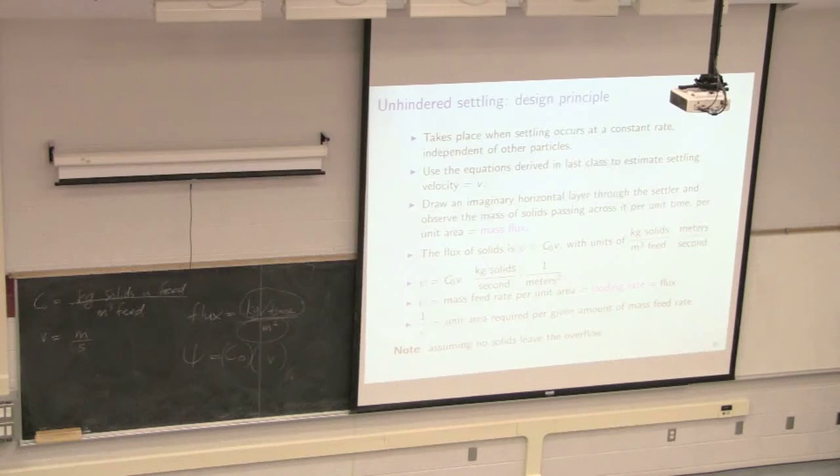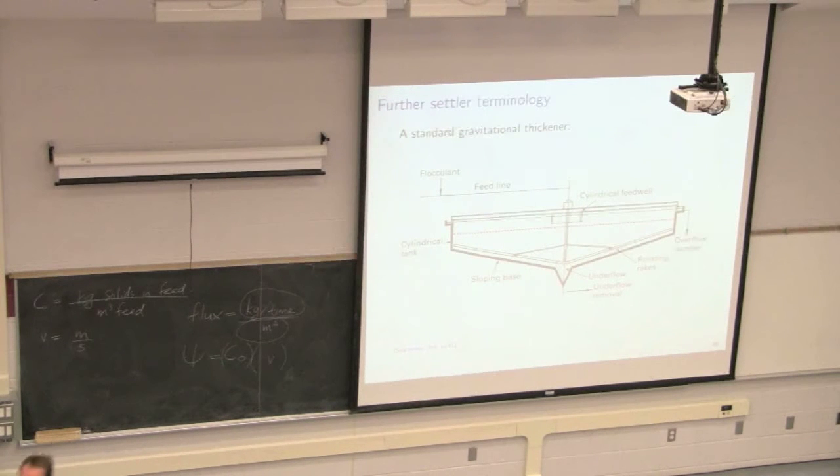Okay, any questions on that equation over there? Yes? I have a question from the actual picture of the settler. What are the rotating rakes for? Are you trying to not disturb your settler? Okay, good question. What are the rotating rakes doing? Any suggestions?